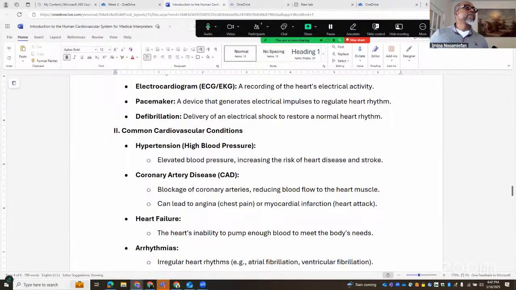Where are we? Give me a second. Let's look at the coronary arteries.